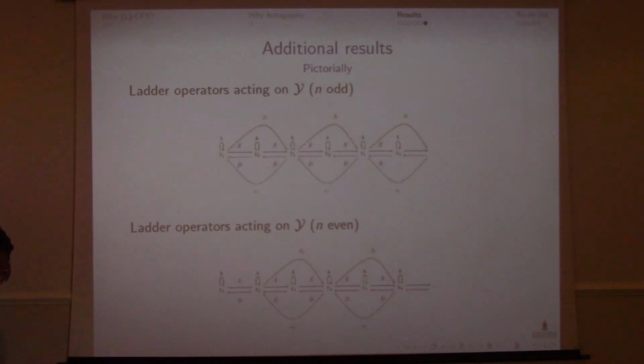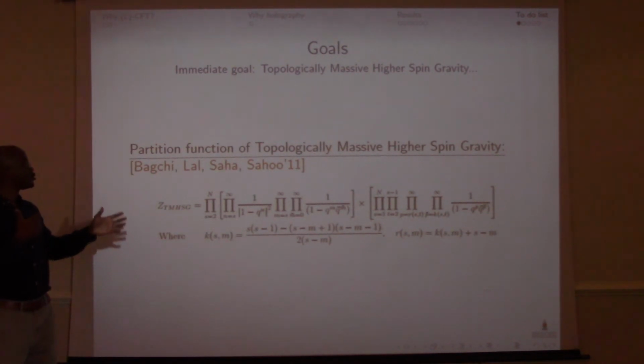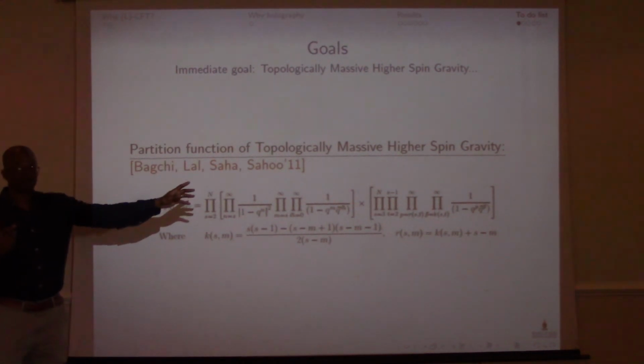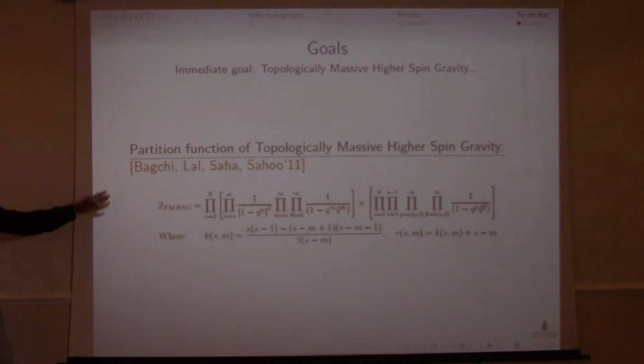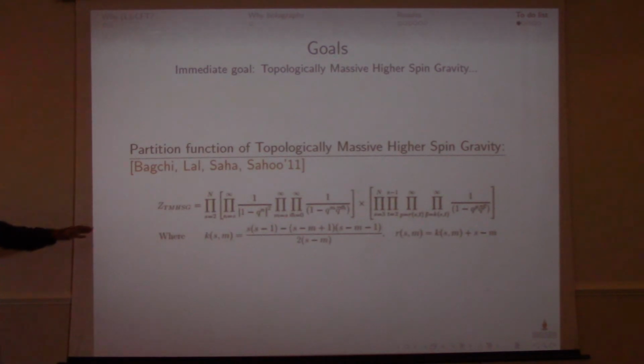So while thinking about that, we also look beyond. One interesting question is, what would happen on the LCFT side if we add extra higher spin fields on the gravity side? The partition function was computed for topologically massive higher spin gravities, in this case, in 2011. And we can see that it kind of looks a bit involved already.